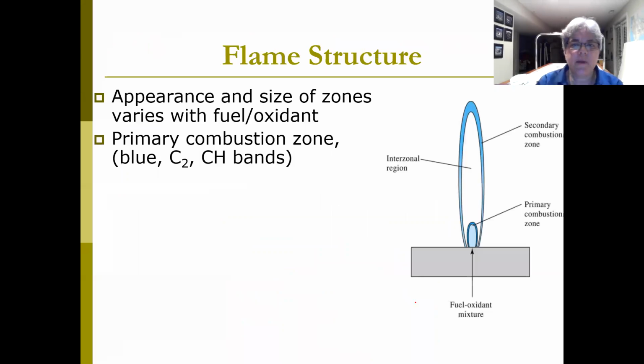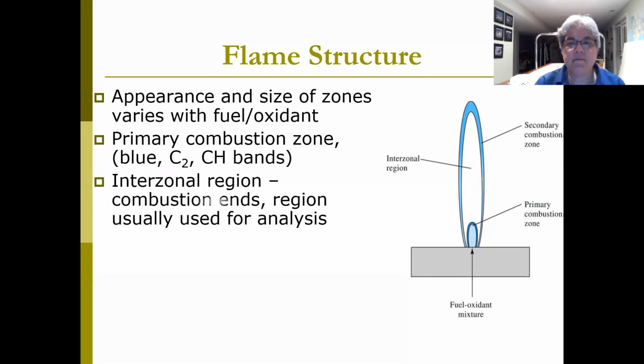Okay, so we need to talk a little bit about what a flame looks like, the structure of the flame. And the size and the appearance of the flame changes depending on your fuel and your oxidant. So the first thing we have is down here, the part of the flame where it's often blue, because that's where you see carbon burning or CH bands. This is called the primary combustion zone. So this is where most of your sample is burned up, here in the primary zone.